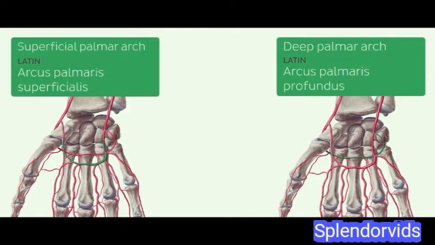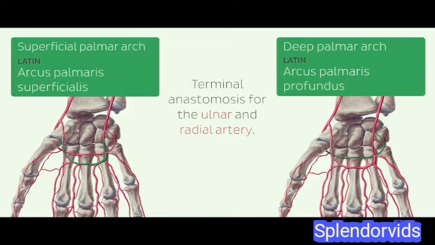The arterial arches of the hand are networks of arteries that work as terminal anastomosis for the ulnar and radial arteries. They are found on the palmar side of your hand and give off branches for blood supply of the palmar side of your fingers.